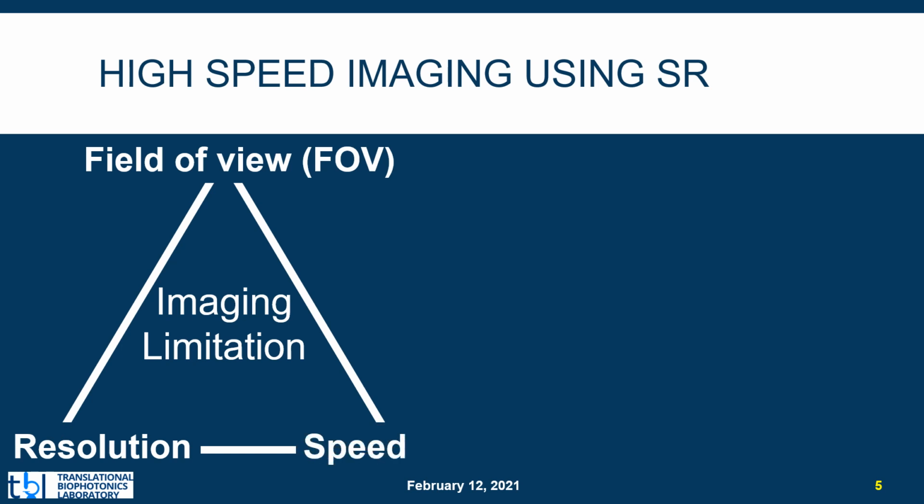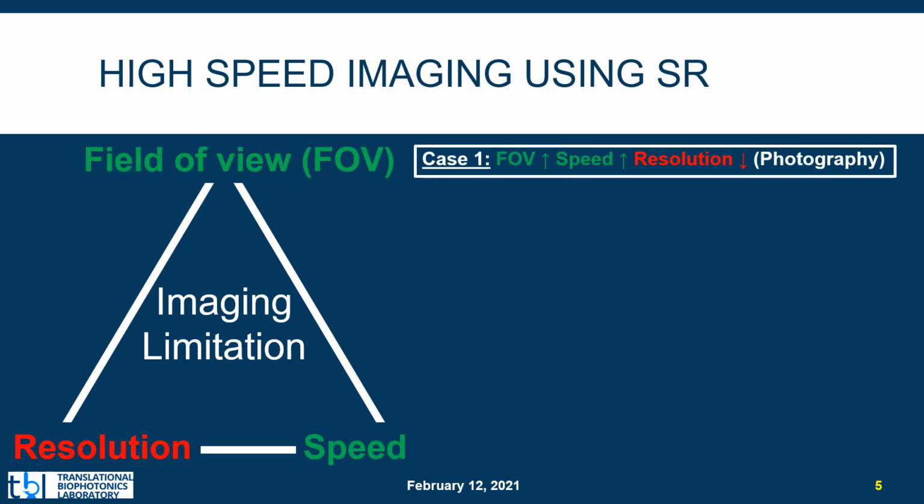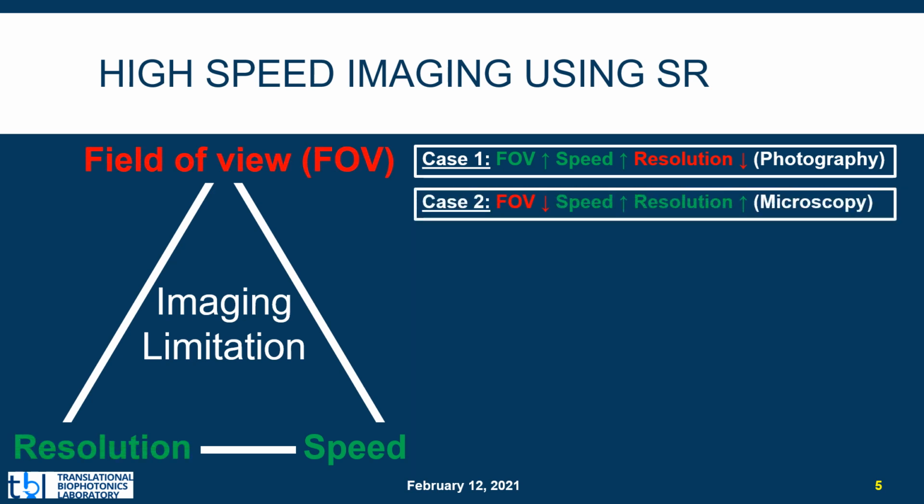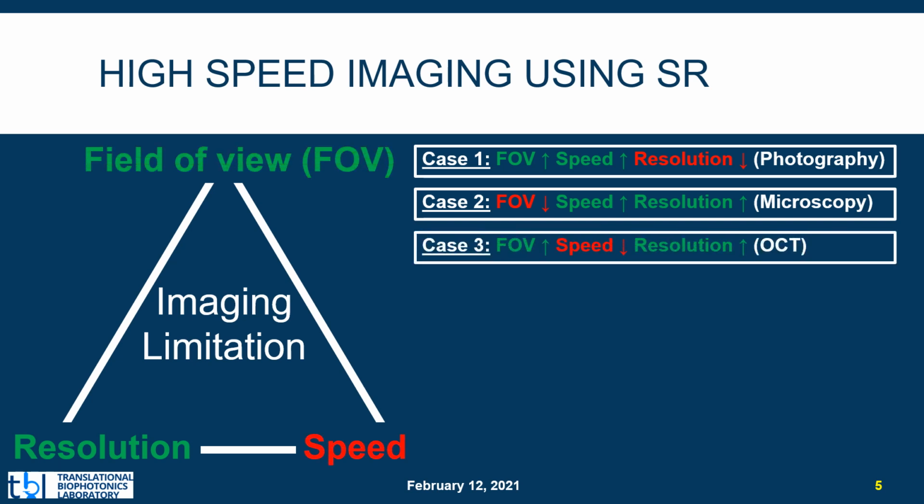Almost all imaging devices make a compromise between those choices. For example, a large FOV will allow us to image fast, but the resolution will be limited. On the other side, if we have high speed and high resolution, the FOV will be limited. Finally, we can have good FOV and resolution, but the speed of imaging will be low due to multiple images taken at the same location as in OCT.